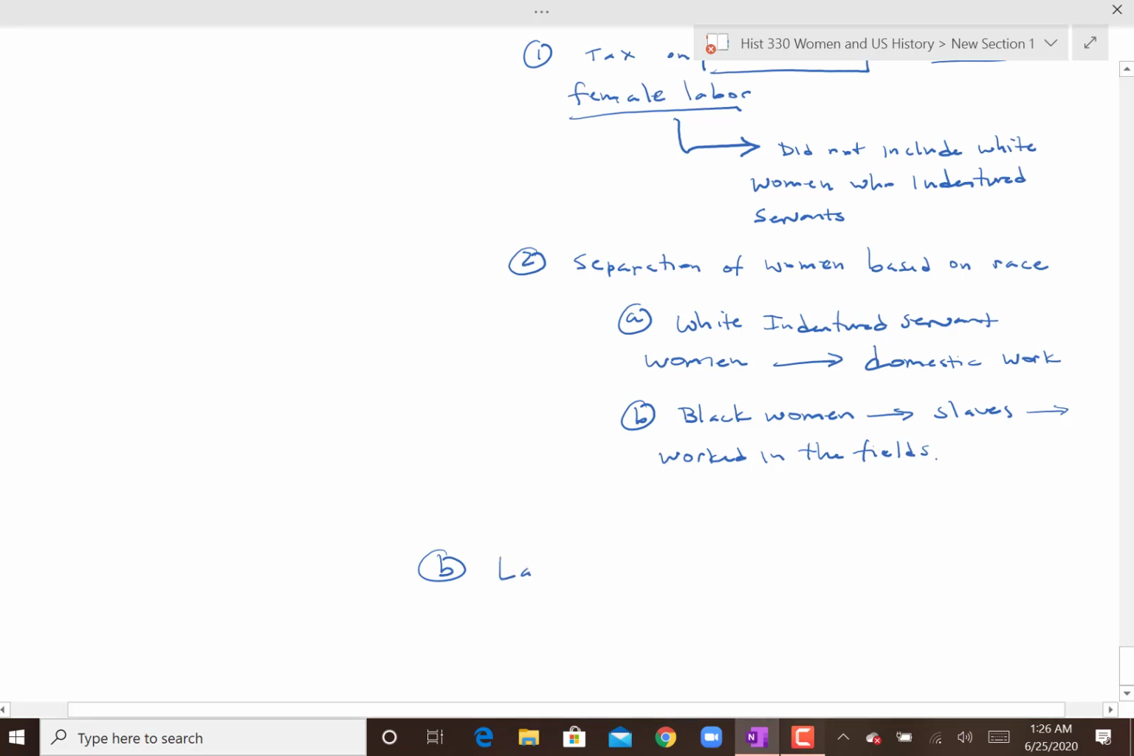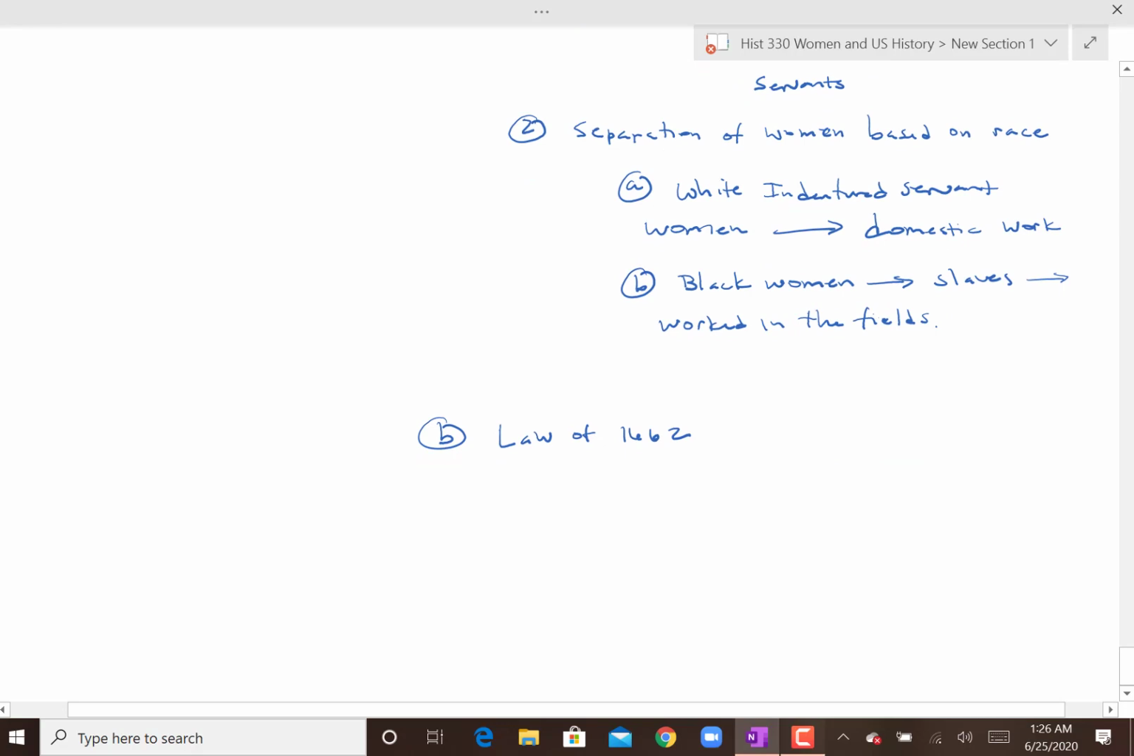The next law is even more important, the law of 1662. So the law of 1662 did two things. This is one. It made, well, actually, I guess it did three things really. So it made bondage an inherited condition.